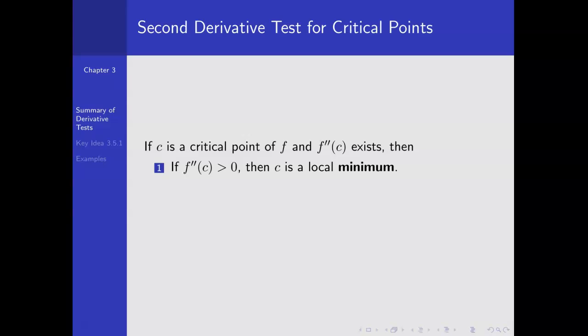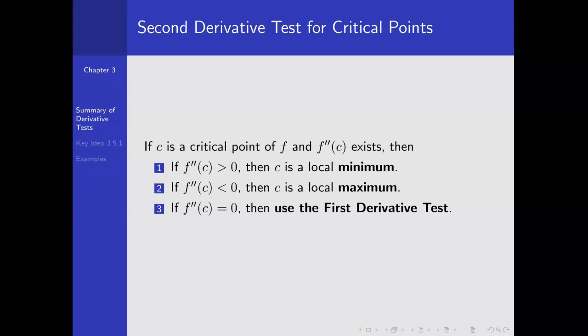So if we have a critical point c of f and f double prime exists there, then if the second derivative is positive, c is a local min. And if f double prime, the second derivative, is negative, then c is a local max. And if f double prime, the second derivative, is 0 there, use the first derivative test.